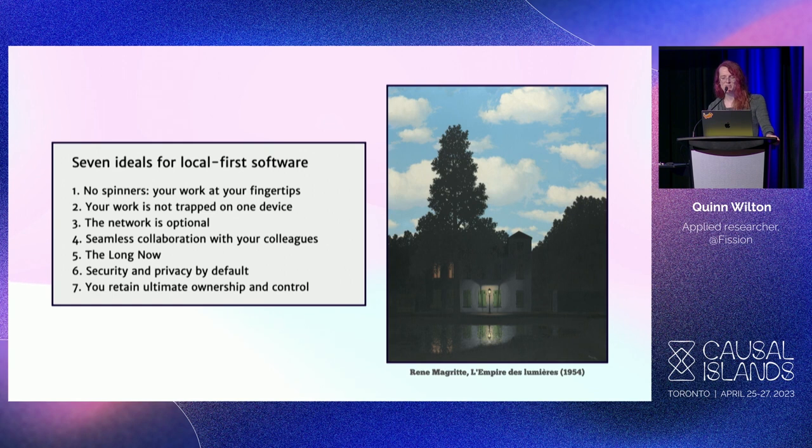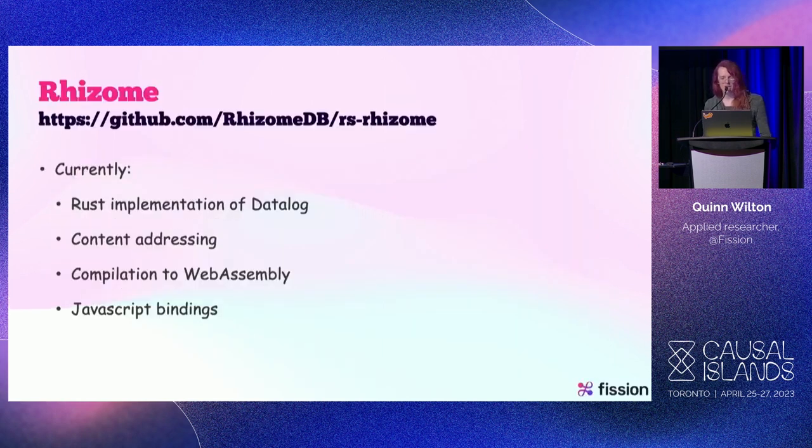Instead, local first software embraces eventual consistency, and it makes use of techniques like conflict-free data types to synchronize data between devices. It's exactly this niche that Rhizome is being built for, and we have a working prototype implemented in Rust that compiles down to WebAssembly to run in a browser, or to native code for backend and desktop deployments.